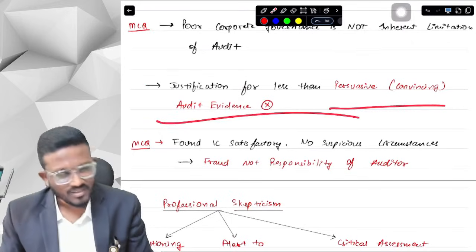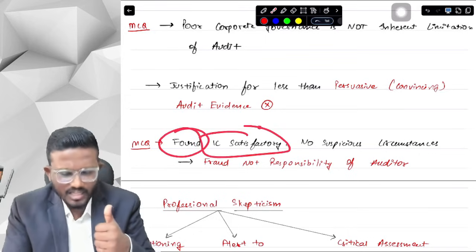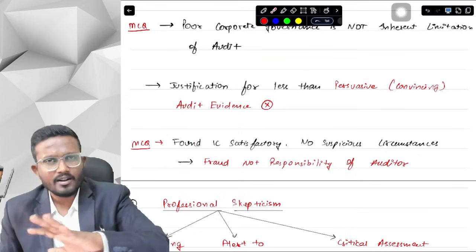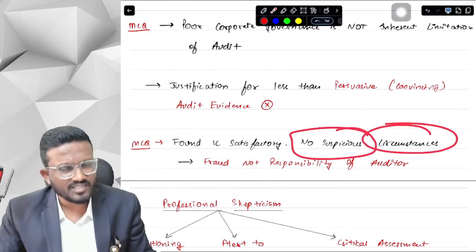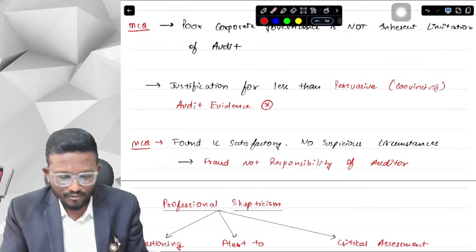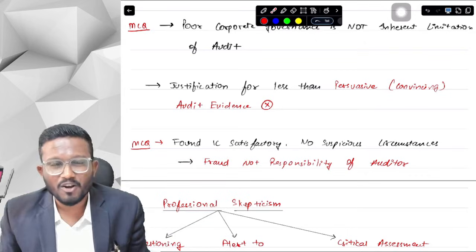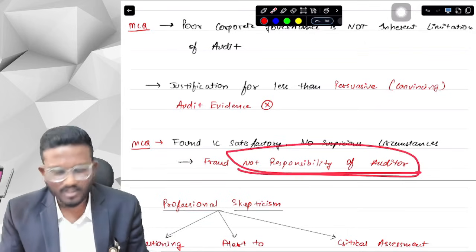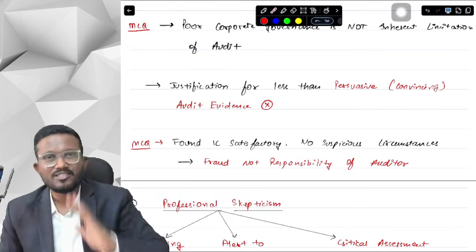Now, one more MCQ was there, that you found the internal control satisfactory. You checked the internal control and you found it satisfactory. You obtained persuasive evidence. You didn't find any suspicious circumstances, but after that a fraud was discovered by the management. Then is that fraud the responsibility of the auditor? No, that fraud is not the responsibility of the auditor, because the auditor has done his work correctly. Okay. Yes, sir.